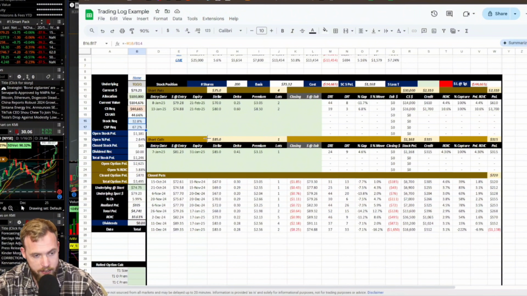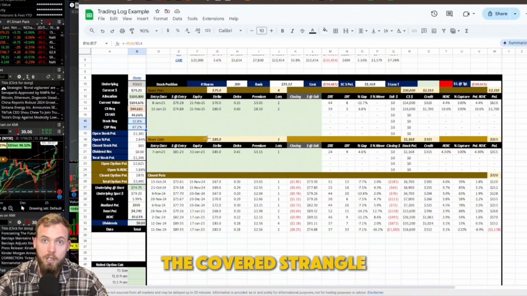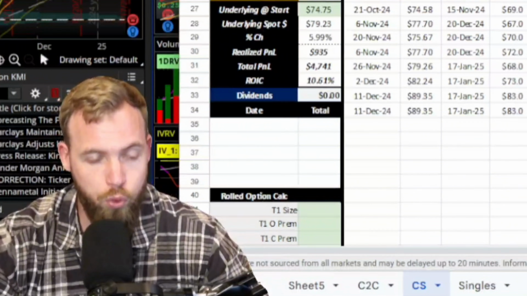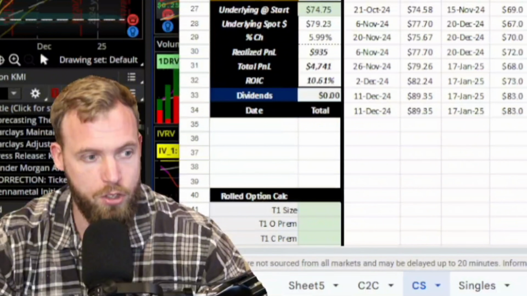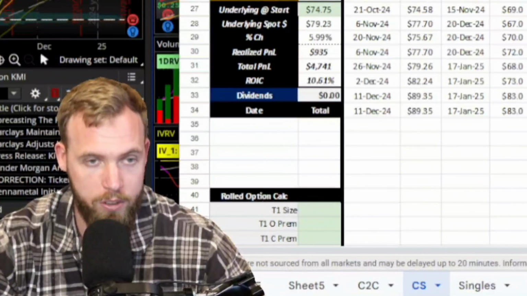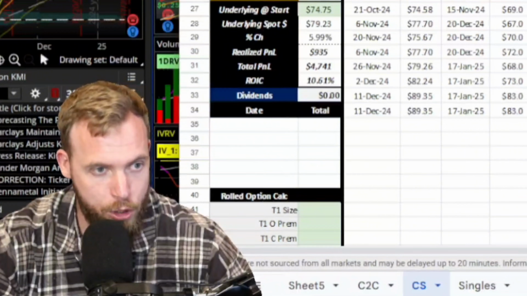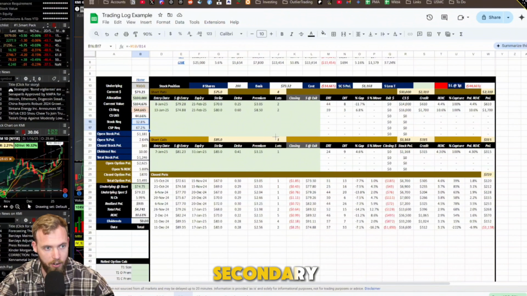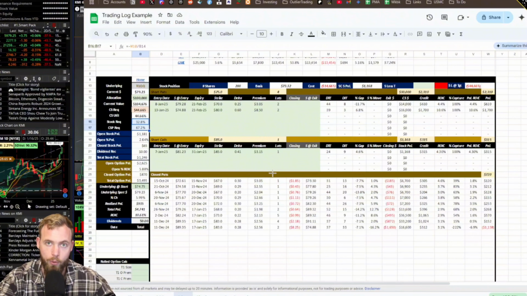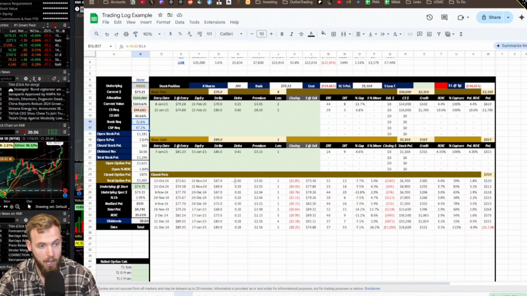That is for this specific strategy, the covered strangle, which I'll throw a playlist for in the notes below. But this is really an entire strategy based around optimizing an underlying buy and hold equity position. So the options are ancillary here. These are secondary. The primary position is going to be the long equity component. So this is the log as it sits.